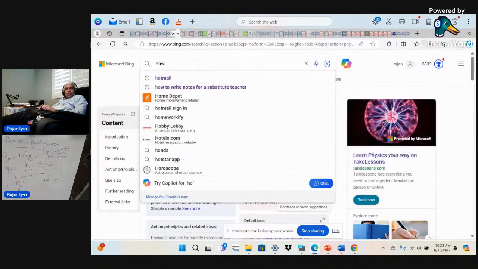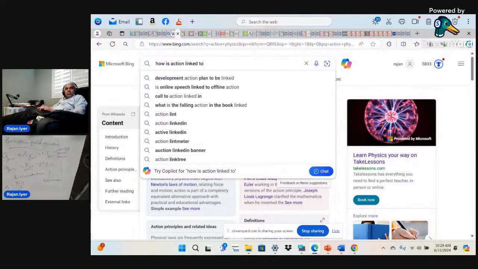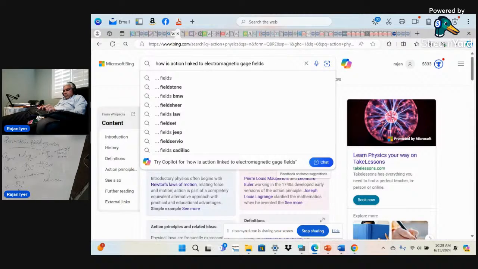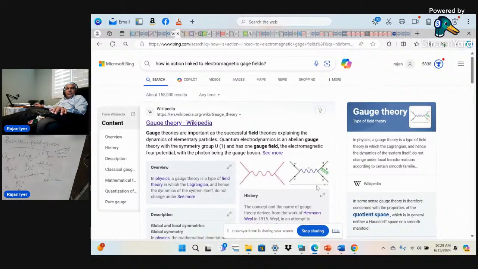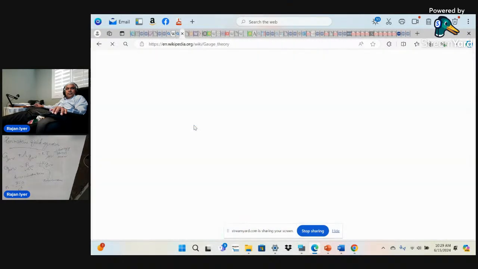How is action linked to electromagnetic gauge fields? Something like that. That brings us to gauge theory. I think they made it. Let me see whether they describe that.